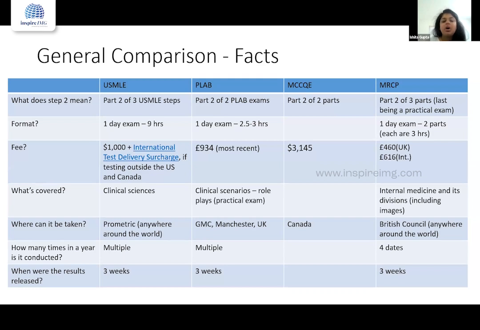For the MRCP Part 2, that's totally internal medicine and its divisions, like we talk about in Part 1.